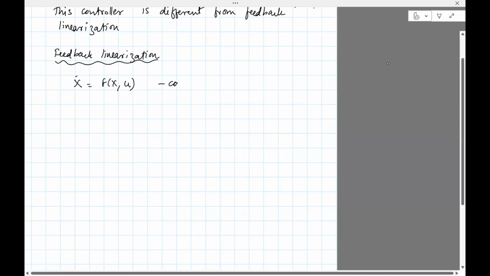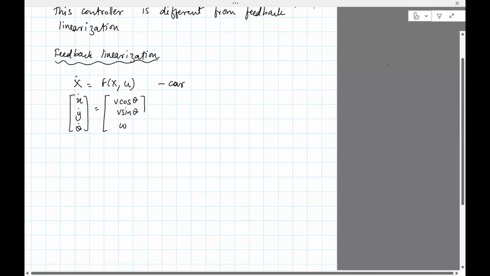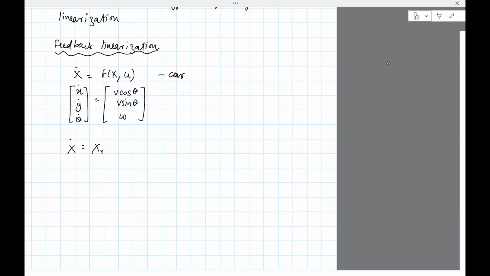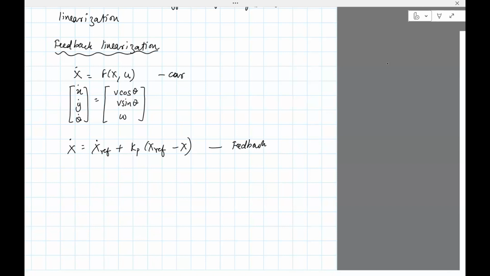These are the equations of the car, where x dot, y dot, theta dot equals v cosine theta, v sine theta, omega. So if you want to do this using feedback linearization, you'll set x dot equals x dot ref plus the gain kp times the error. This is feedback linearization.